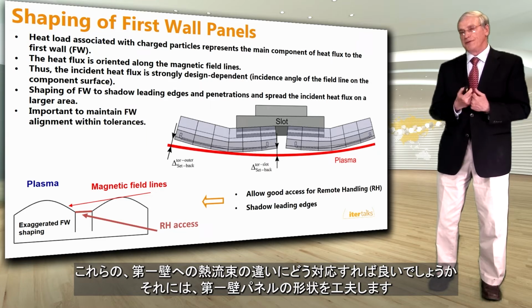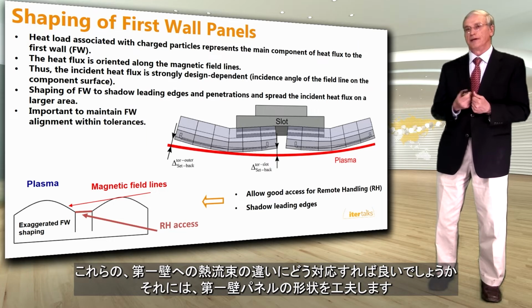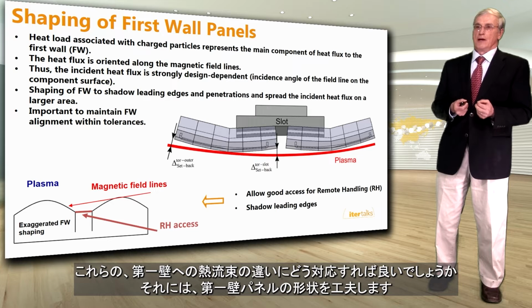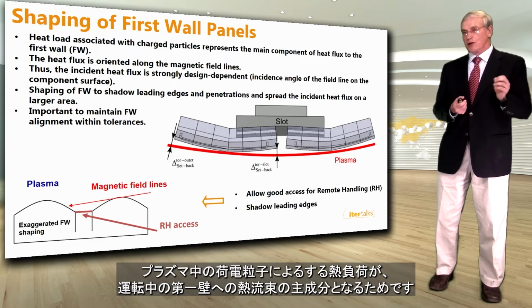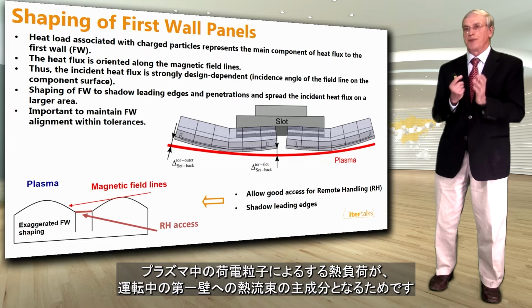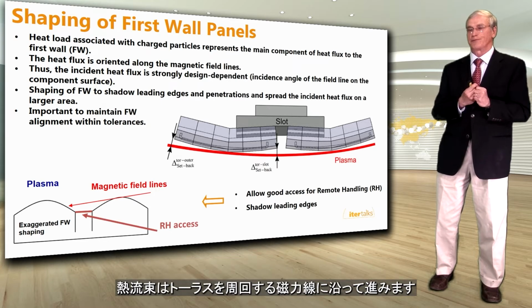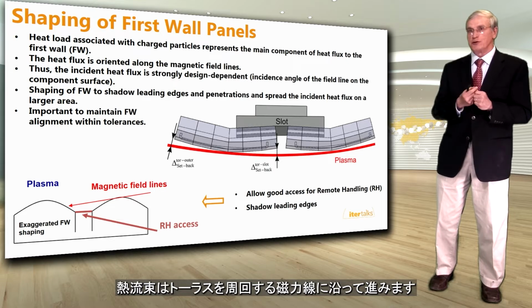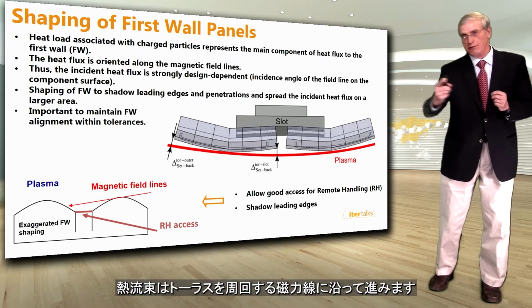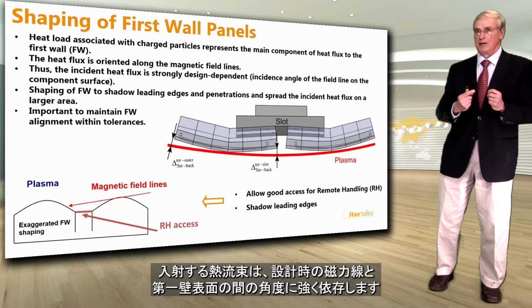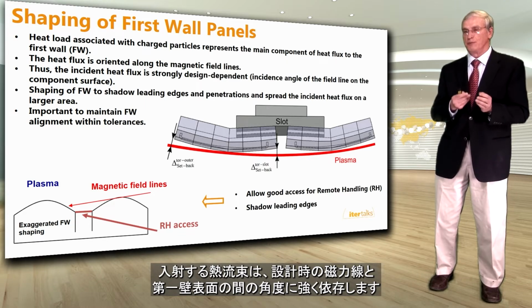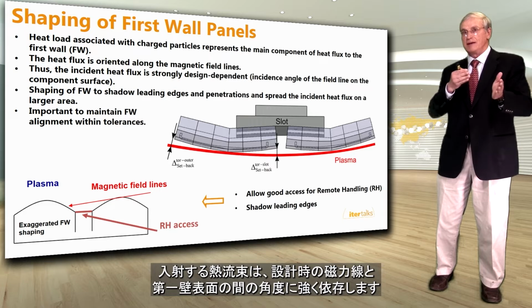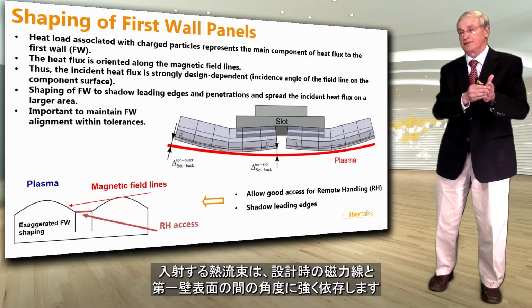So how do we deal with these different high heat fluxes to the first wall? We use shaping of the first wall panels. The heat load associated with the charged particles in the plasma represents the main component of heat flux to the first wall during operation. And this heat flux is oriented along the magnetic field lines. It follows the field lines around the torus. So this incident heat flux is strongly design dependent. It depends on the incidence angle between the field line and the component surface, the first wall surface.